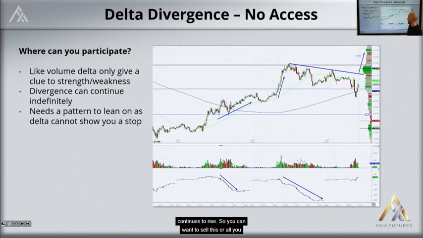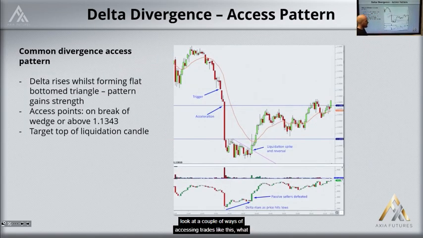So you can want to sell this all you want, but unless you get the opportunity, a setup, a point where you can say, yes, now the reversal comes, you can't take the trade on, and this provides you no access. So you need a pattern, you need something to lean on. The delta is just helping you with that. It's helping you by saying, yes, you can lean on this, there's an opportunity, but you can't take it without that trigger point. So let's go and have a look at a couple of ways of accessing trades like this.